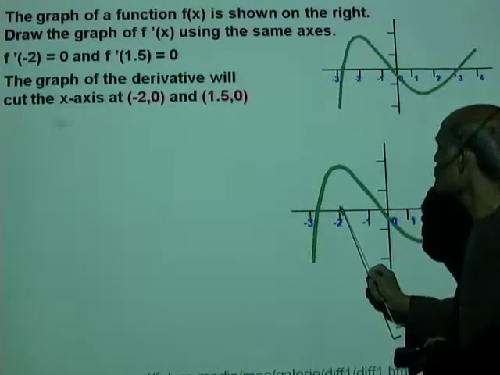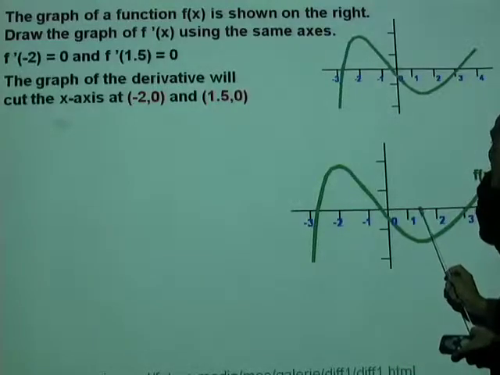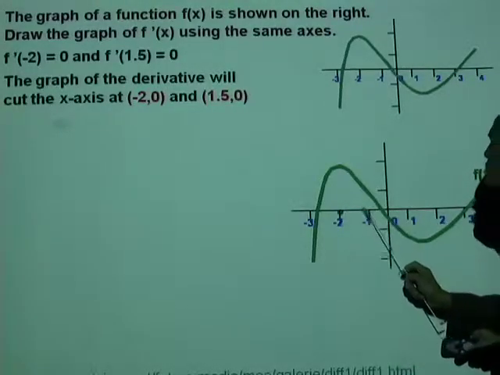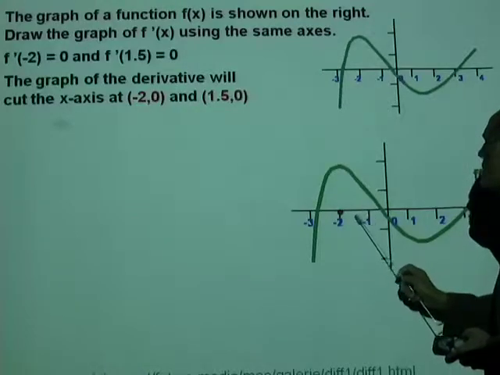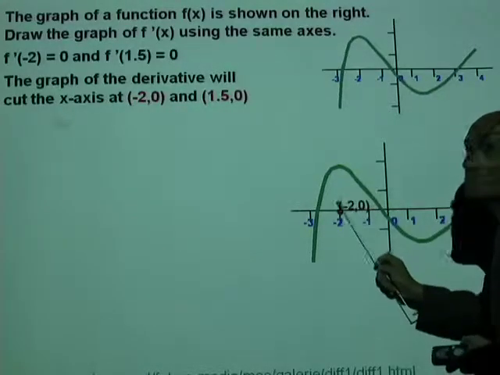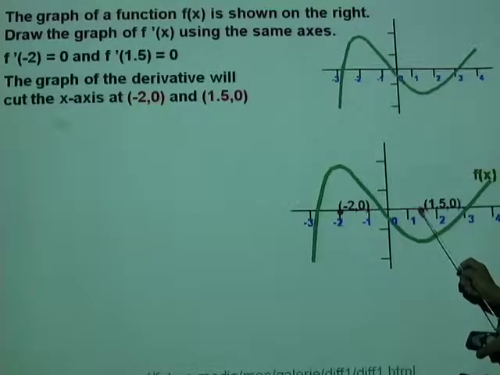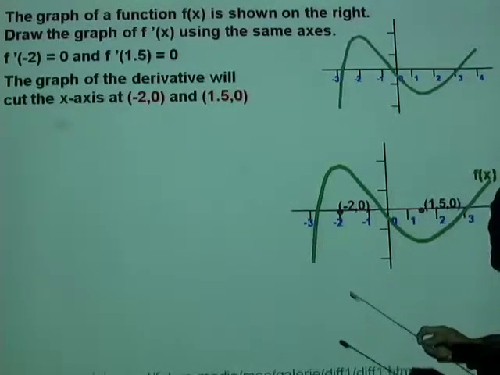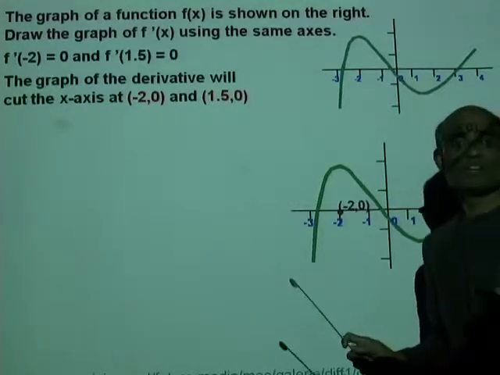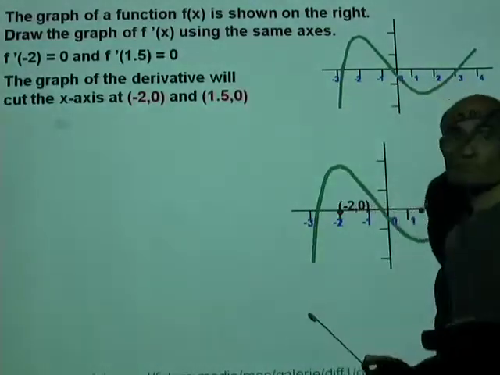This is an x-intercept of the derivative graph. Similarly, (1.5, 0) is an x-intercept of the derivative. Yep, (-2, 0) is one x-intercept of the derivative graph. (1.5, 0) is another x-intercept of the graph of the derivative. We used one piece of information to mark the x-intercepts.